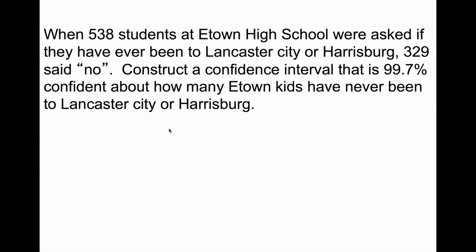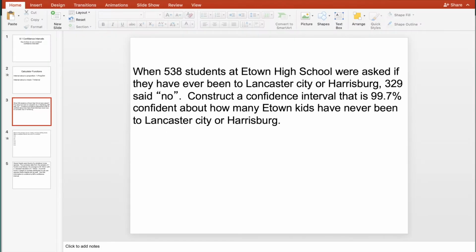What you're going to need to identify first, is it proportion or is it average? It says confidence interval in the problem, so we know we're making a confidence interval. And I know this is a proportion because it's giving me a total for my sample and how many items out of that total we are considering a success. In this case, 329 said no, they have never been to Lancaster City or Harrisburg, so there's our X value. The other thing we need to be able to pick out is our confidence level, which is 99.7. So now I'm going to go to the calculator.